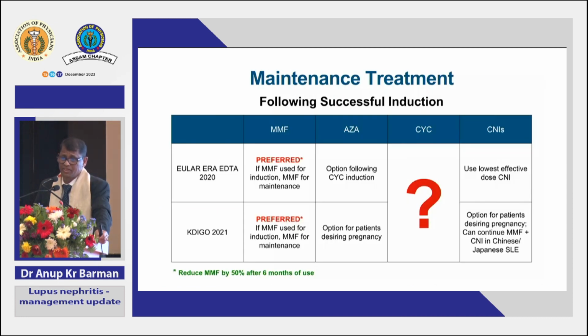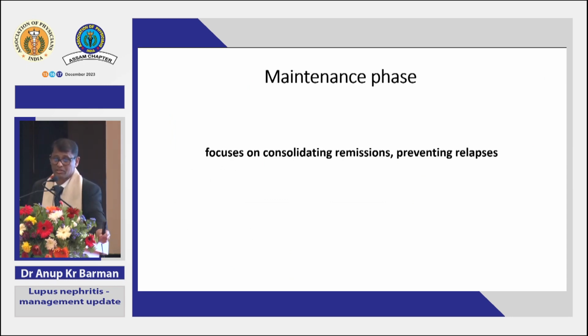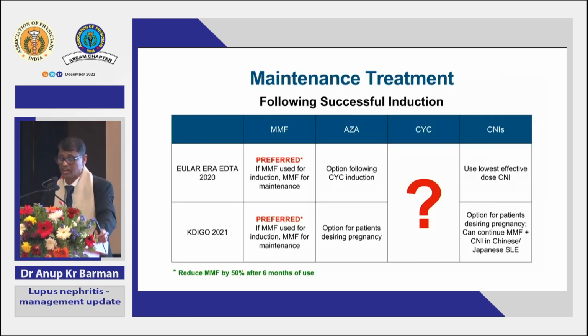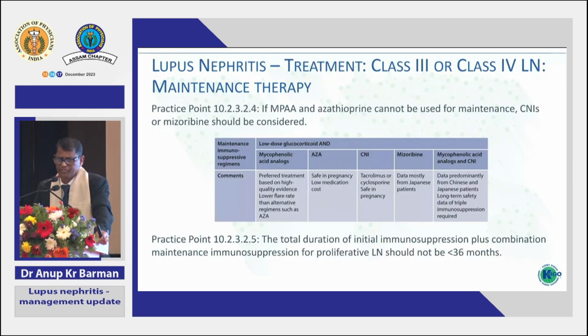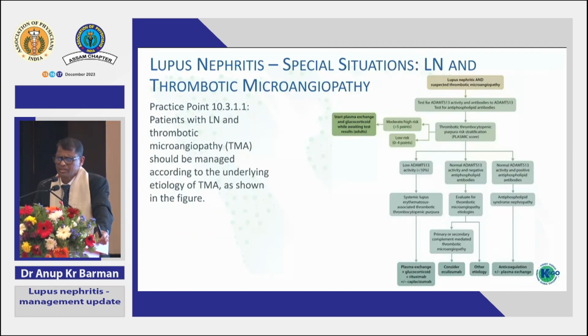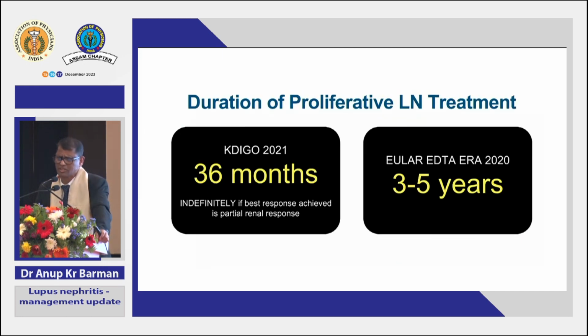Then the maintenance phase. I just said, why should maintenance be started? Because to consolidate the remission and to prevent relapse. Usually, azathioprine is the drug of choice considering our economic conditions, but we can also use MMF if it is permissible. There are some other conditions like thrombotic microangiopathy which we will not discuss because of paucity of time. Now, what is the duration? 36 months is the usual duration per KDIGO, and you can also have 3 to 5 years of duration.